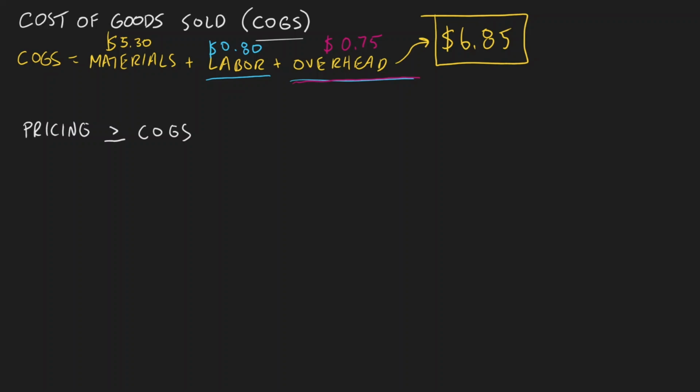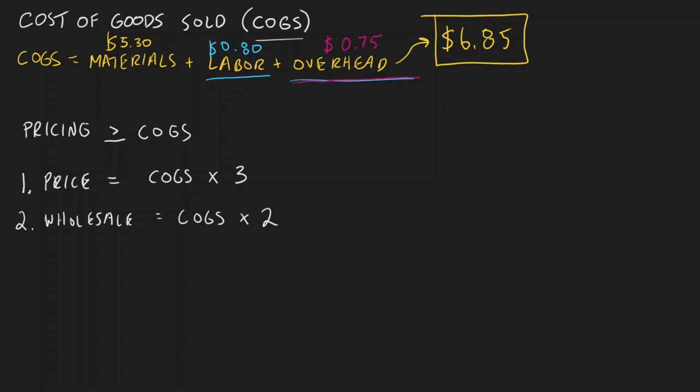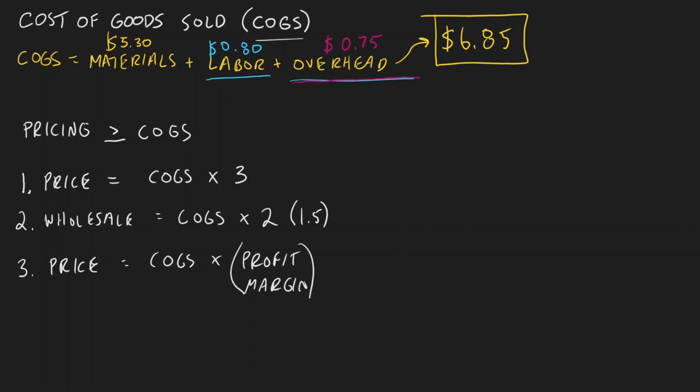The shorthand for most candle makers is to do this. Price should equal cost of goods sold times roughly 3. And then if you're selling wholesale, meaning you're selling in bulk to some sort of supplier, wholesale price is going to equal your cost of goods sold times 2 or times 1.5. The third method for pricing is to say that price is going to be cost of goods sold times the profit margin. The profit margin being whatever we decide we want it to be. So let's do each of these.